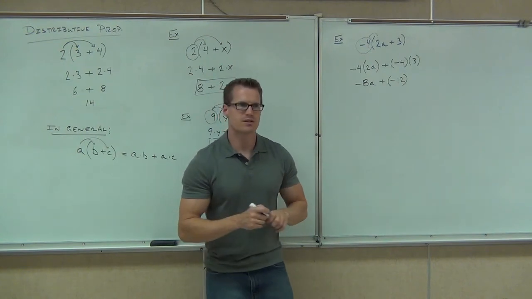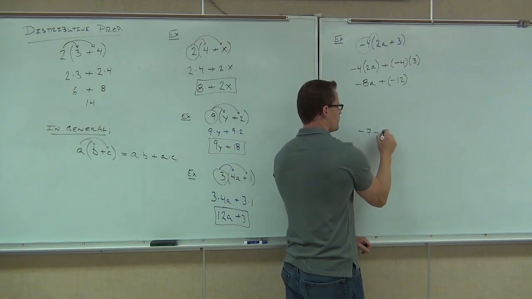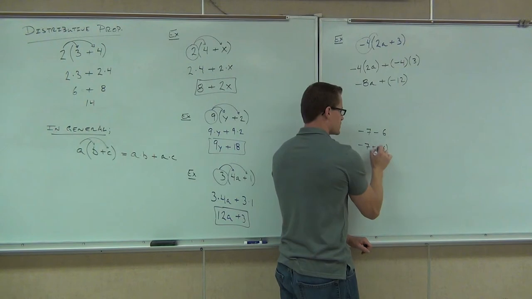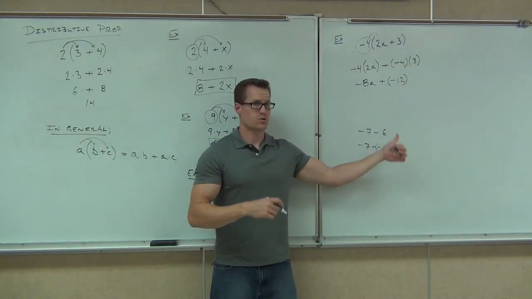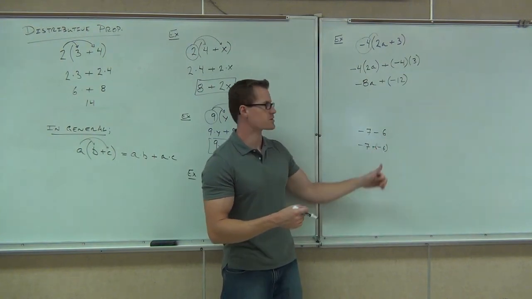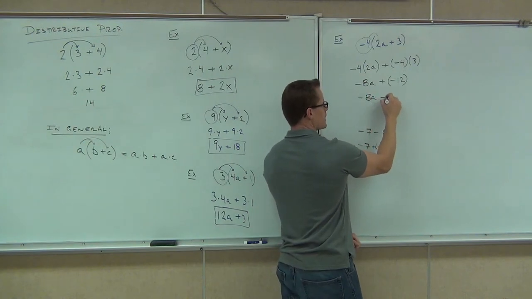Do you remember how when we had negative 7 minus 6, we'd do something like negative 7 plus negative 6? Can't you go the other way? Let's go the other way. If we have plus negative, let's just change that to a minus. So from here, we can say this is negative 8a minus 12.